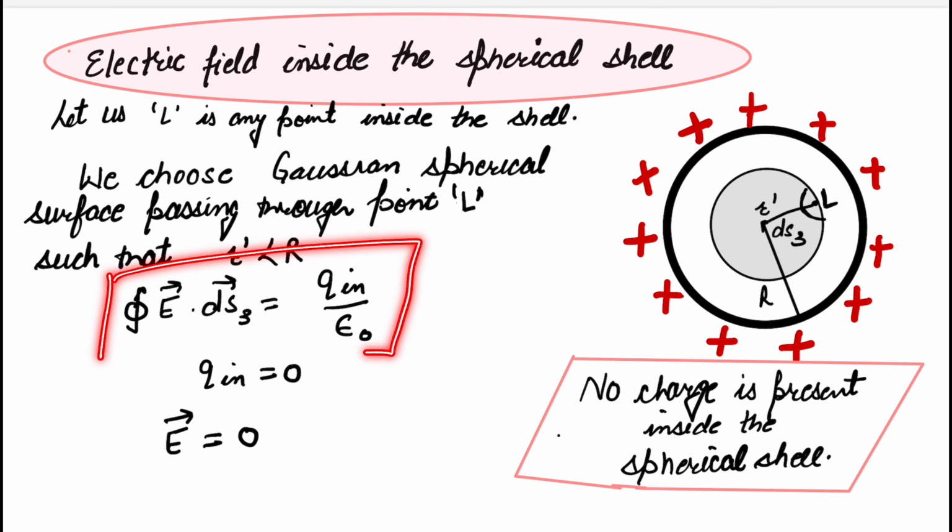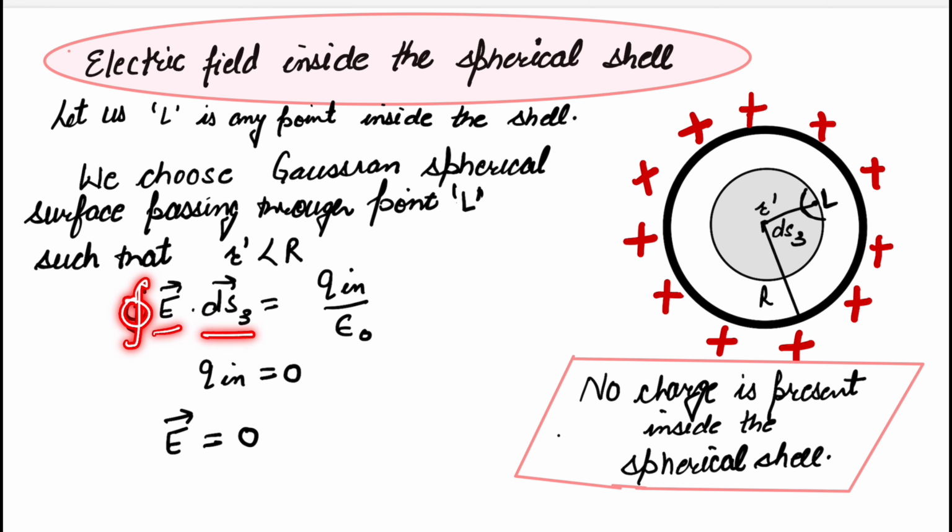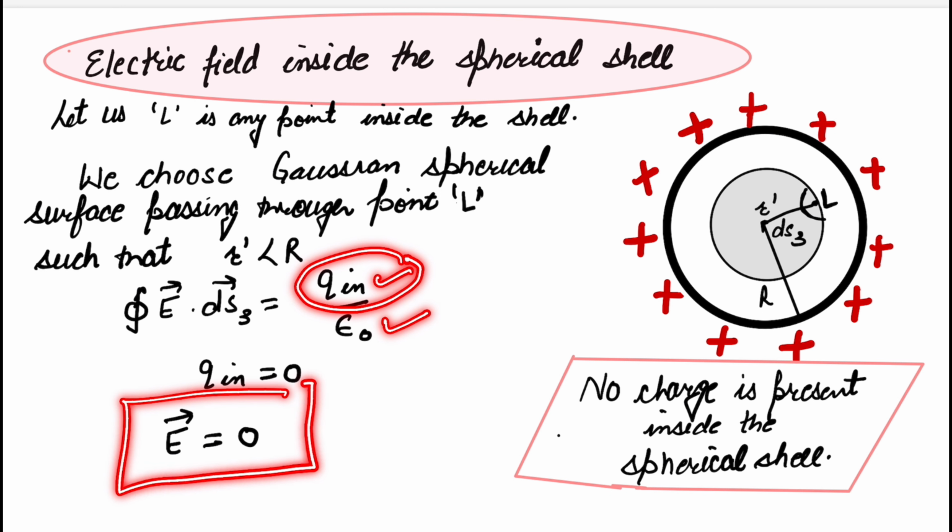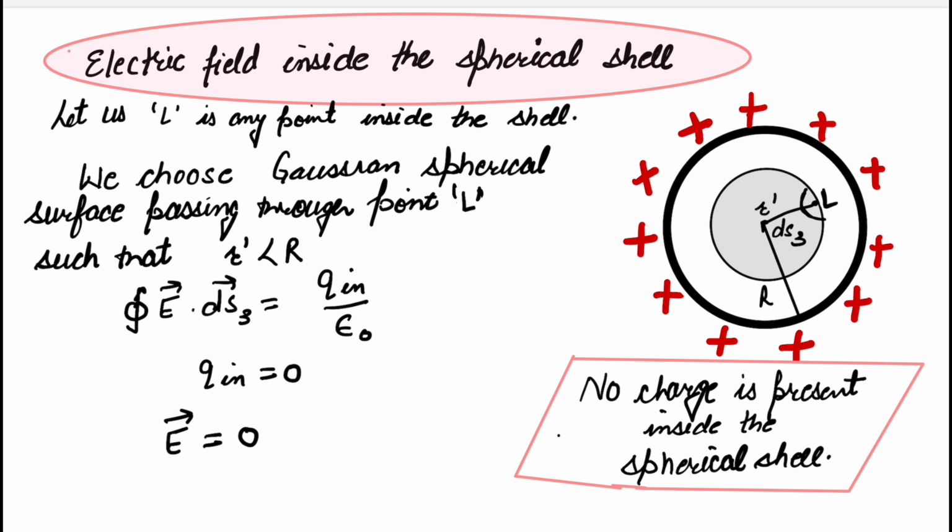Application of the Gauss law, the total electric flux can be calculated by knowing the surface integral of E vector dot area element vector is equal to q in by epsilon naught. If q in is 0, the charge inside the spherical surface is 0, then the total electric field is equal to 0 inside the shell.